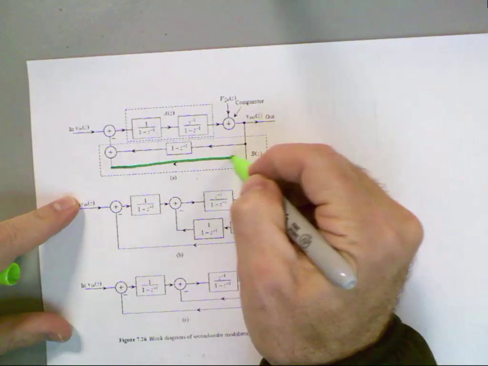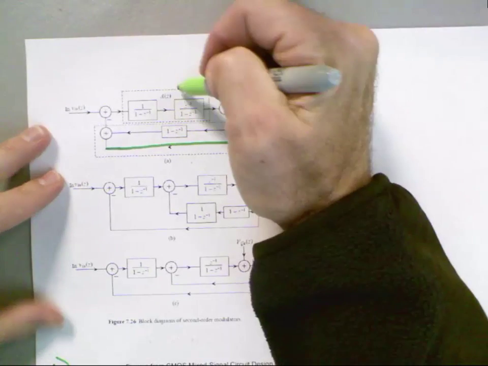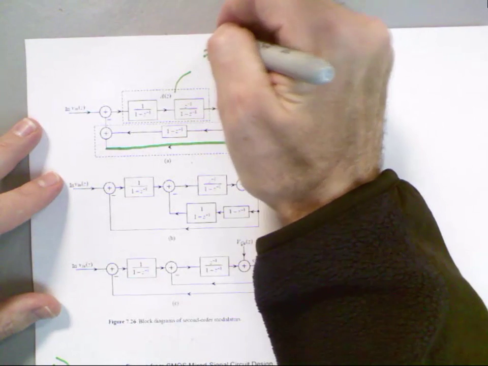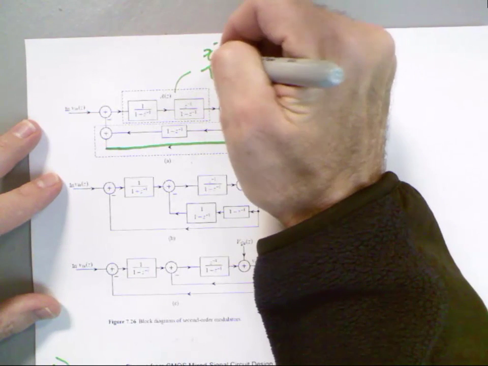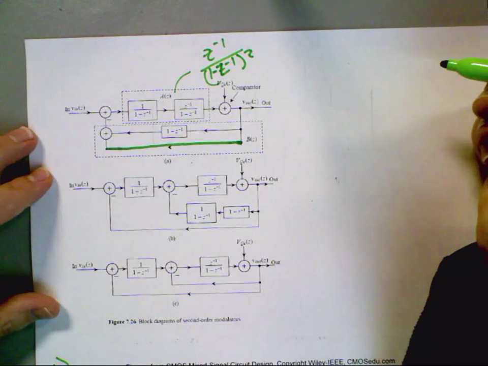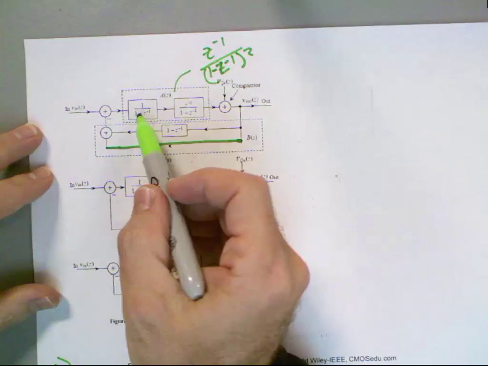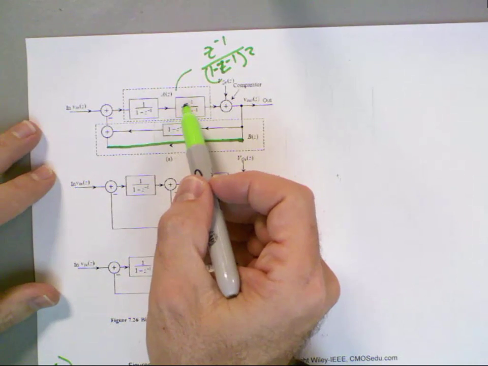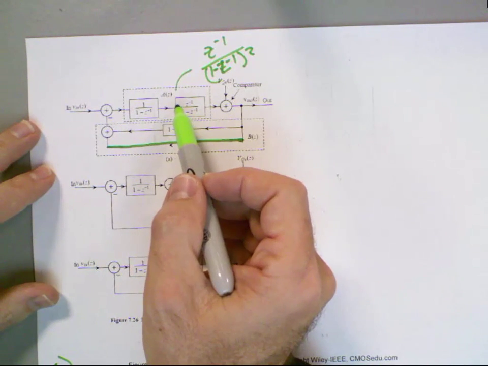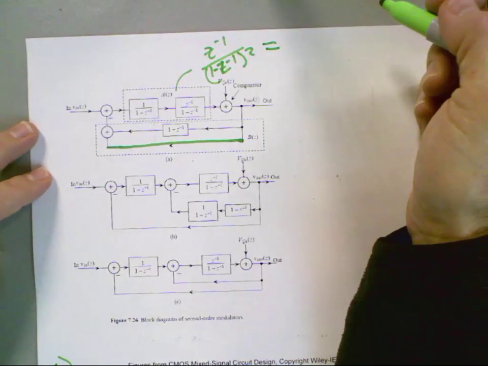So if I look now, this A of Z here is then Z to the minus 1 over 1 minus Z to the minus 1 squared. Does everybody agree with what we just wrote? That's a non-delaying integrator and a delaying integrator. And what was another name for this that I used on the previous slide?